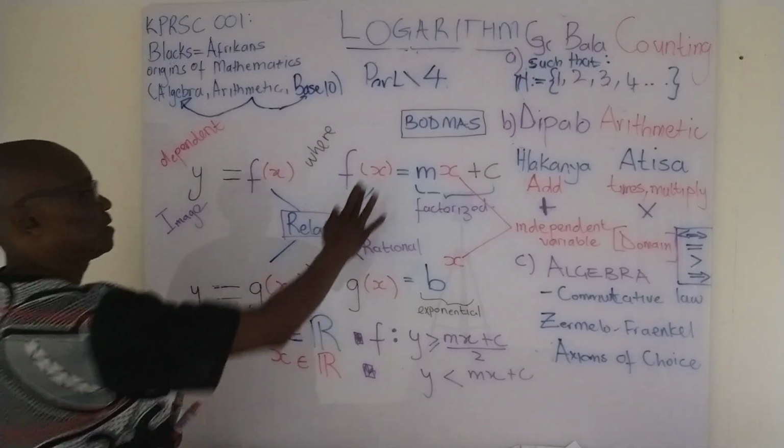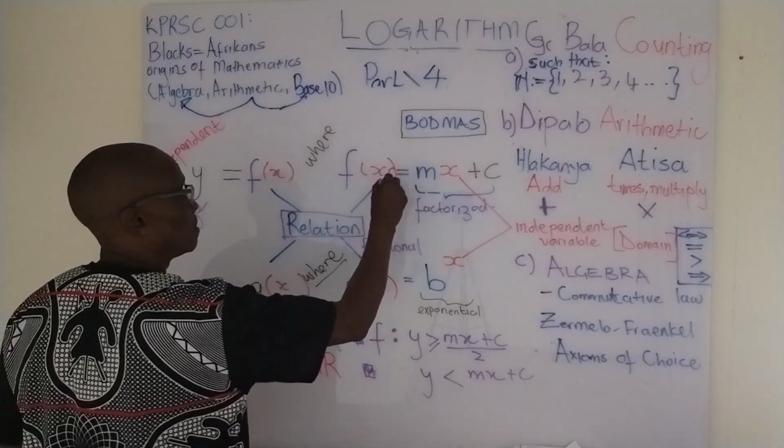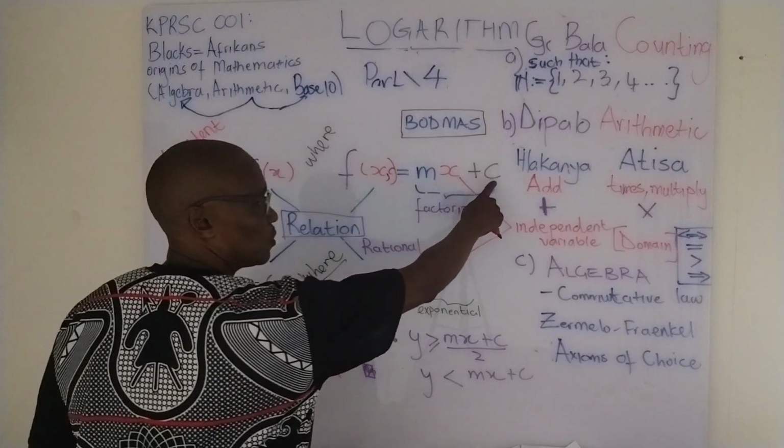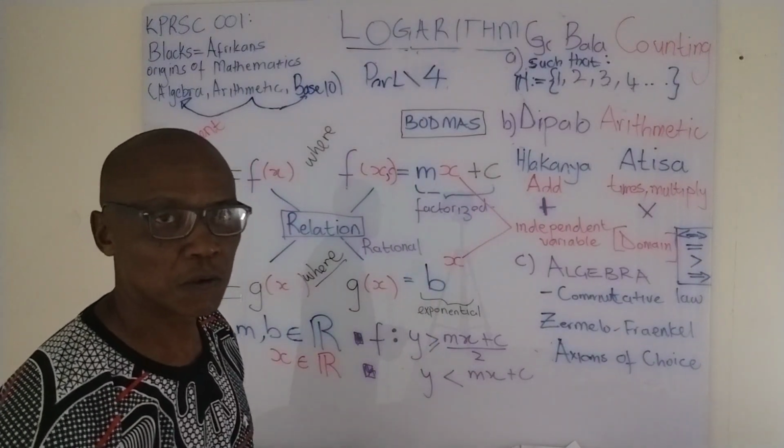If I had said here, comma C, this will be another independent variable. Another.